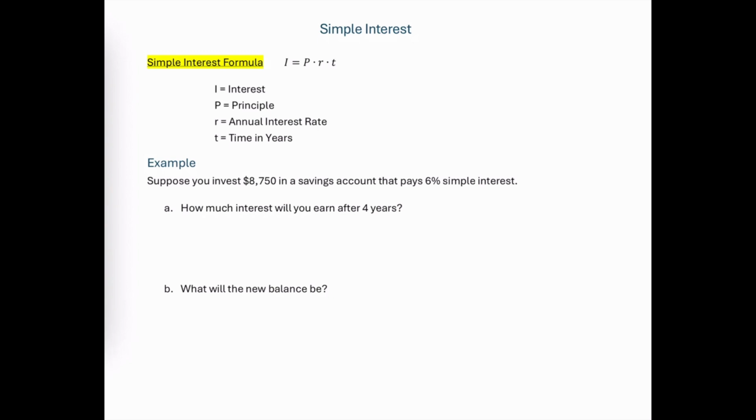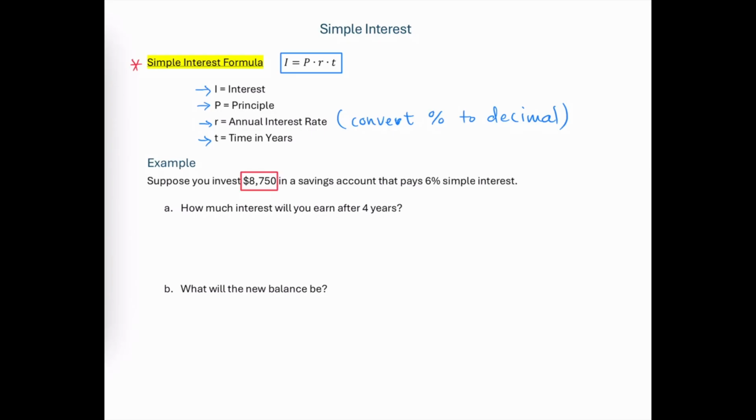One of the most basic ways to calculate interest is by using the simple interest formula. The simple interest formula says that the earned interest is equal to the product of the initial principal multiplied by the rate, and this percent rate would need to be converted to a decimal, and then we'd multiply that by the time in years. Let's look at an example.